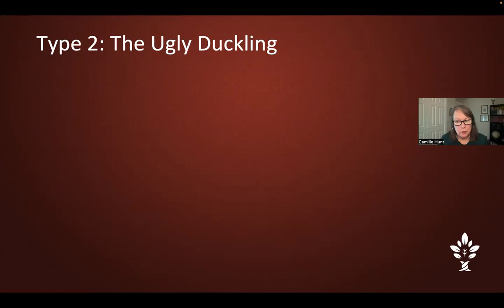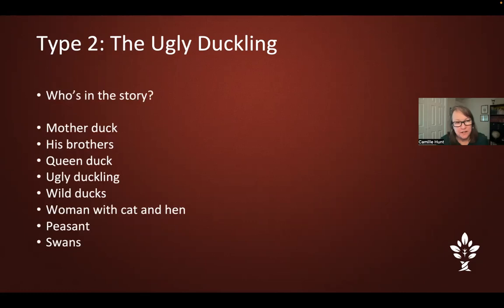That story's a little bit longer, but it's a good one. So who was in the story? The mother duck, the brothers, the queen duck, the ugly duckling, the wild ducks, the woman with a cat and a hen, the peasant, and the swans. If you're using the Circe Guide to Reading, these would all be highlighted in pink in your story, so they'd be easy to go back and find.